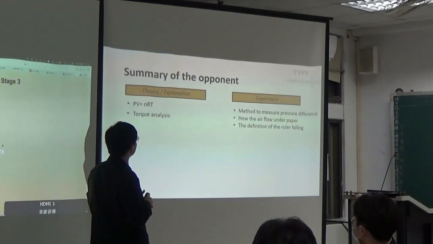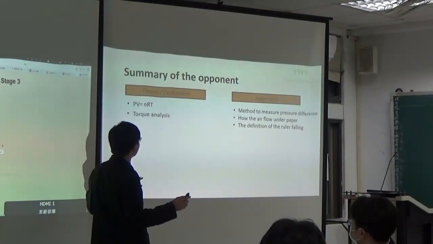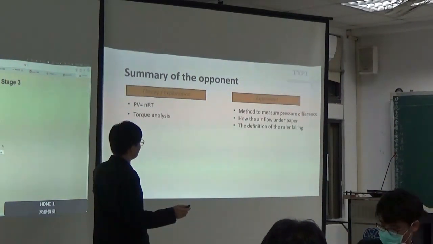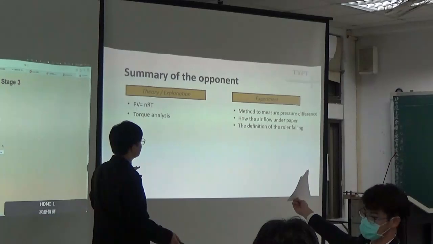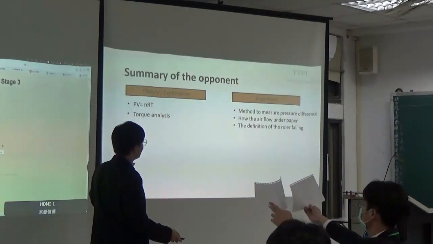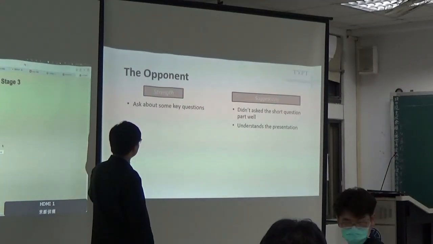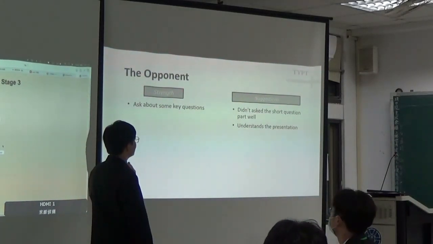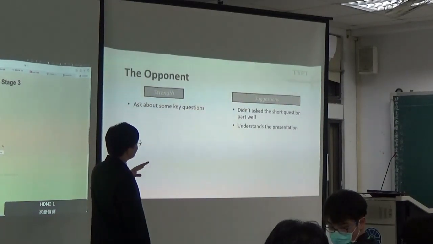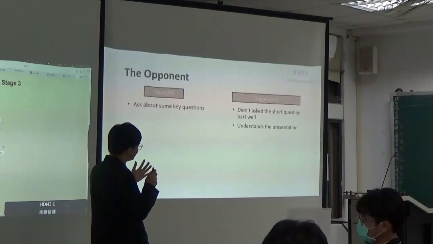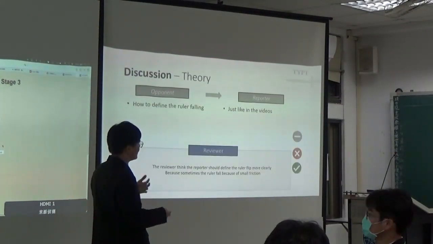So the summary of the opponent. He asked about PV equals nRT and torque analysis, the method to measure pressure, how the air flows under the paper, and the definition of the ruler folding. He asked some key questions, but I think he didn't answer the short question well, and he didn't understand the whole of the presentation, so I think he needs to work on it.